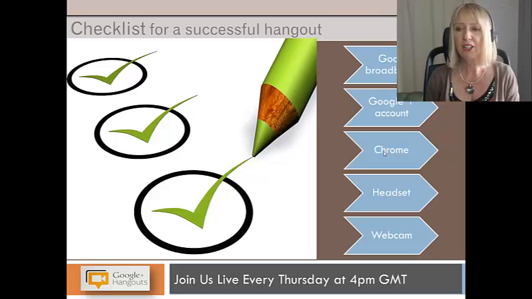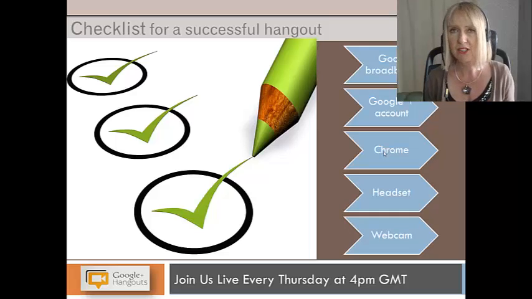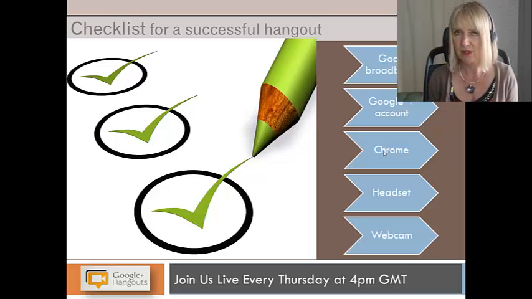So let's take a look at the checklist of things that you need for a successful Hangout. First of all, you need a good broadband connection. You can use Wi-Fi, but it's much better if you can plug direct to your broadband. You need a Google Plus account. If you haven't got that, it's very easy to set up. So I just recommend go to google.com and just set up a Plus account and a profile, and then you'll be able to connect with people using Google Hangouts.